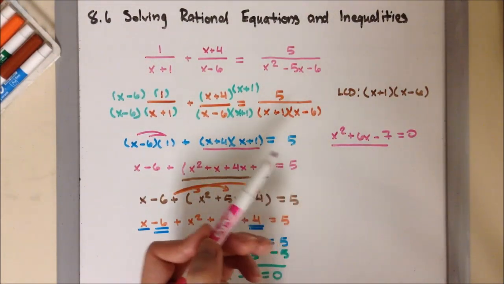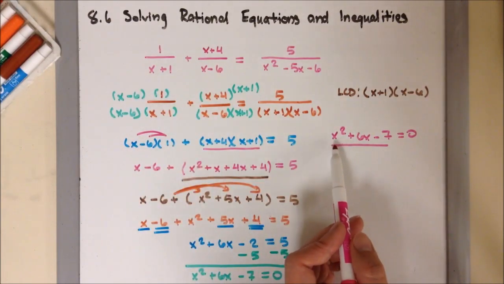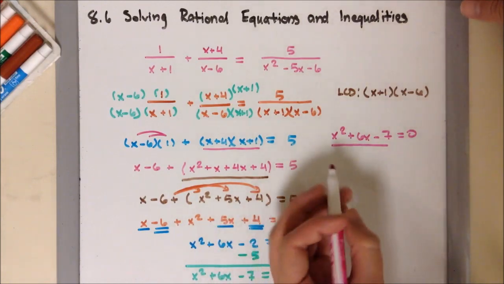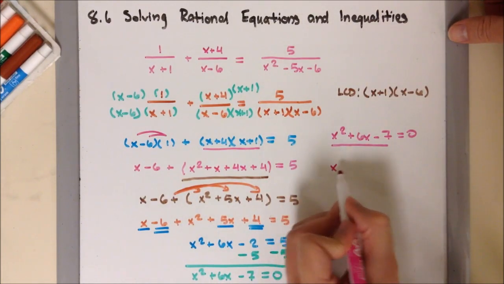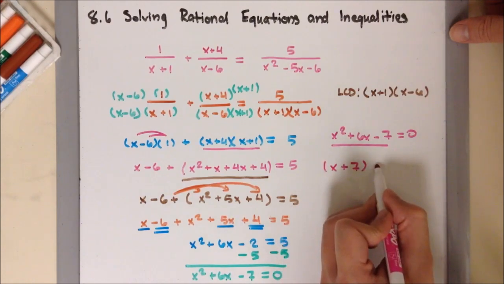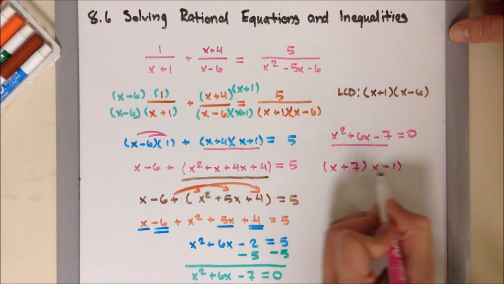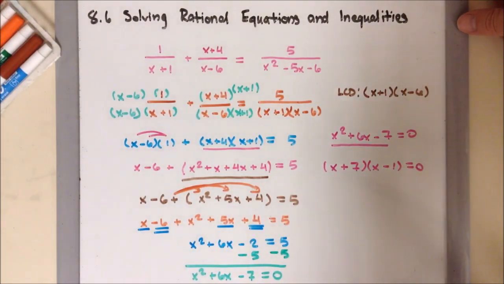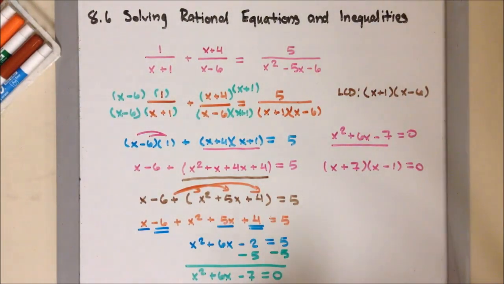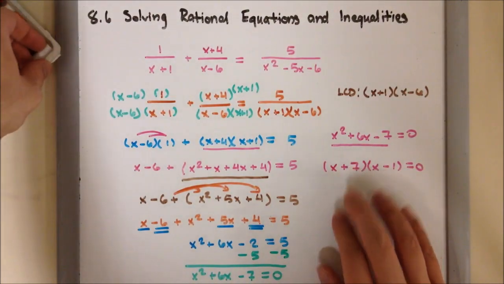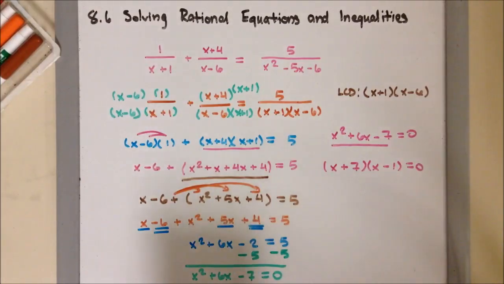Once you finish, continue. So when I'm factoring x squared plus 6x minus 7, I'm going to have two factors, which is x plus 7 times x minus 1. And it's going to equal 0. So once I get to that part, what I'm going to do is set each factor equal to 0 and then solve for x.